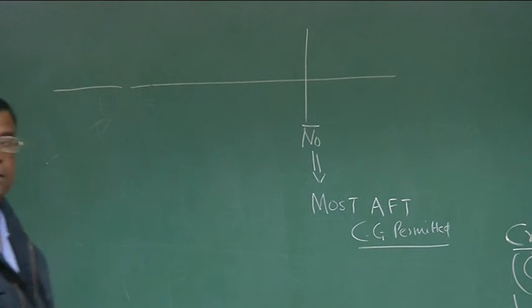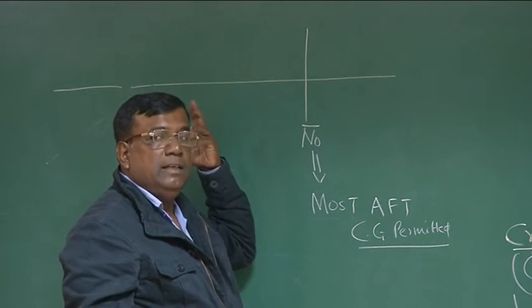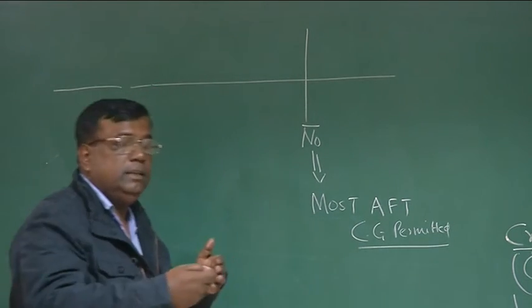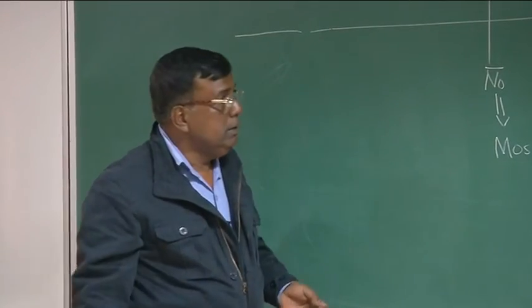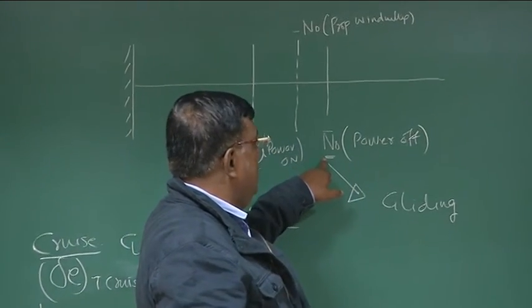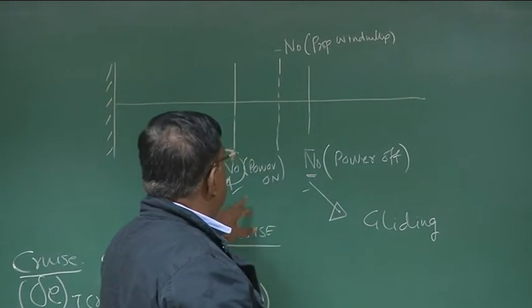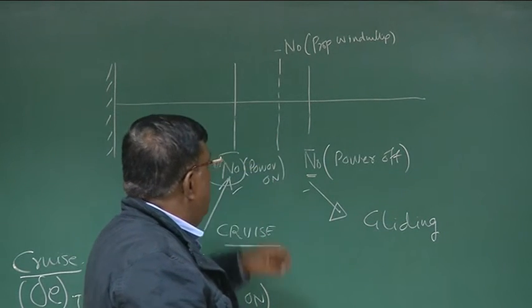Am I correct? Isn't it? Because you know, if the CG goes beyond N naught, it will become statically unstable. So it is telling, oh man, the CG cannot go beyond this point, beyond this neutral point. Now think of, you have N naught power on, N naught gliding or power off, and this is windmilling.